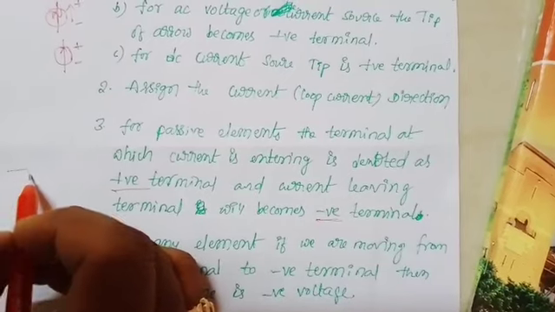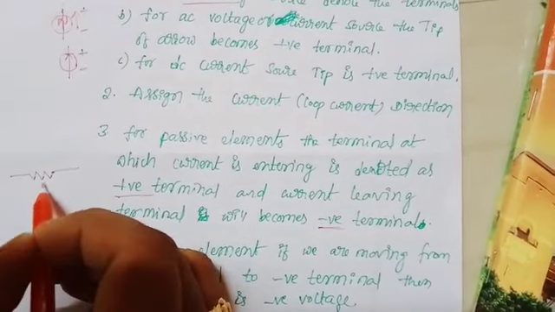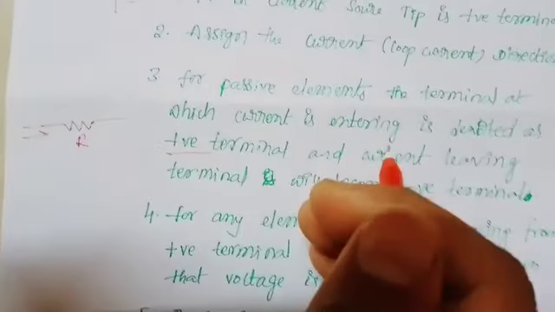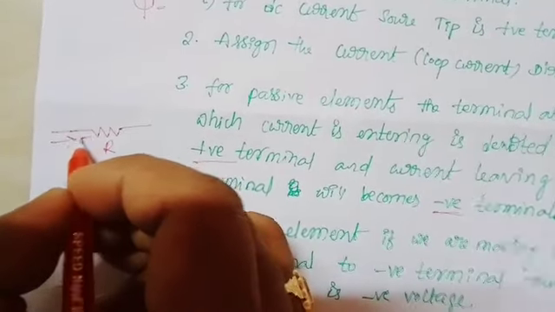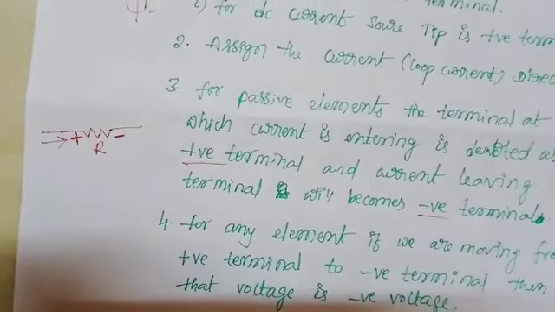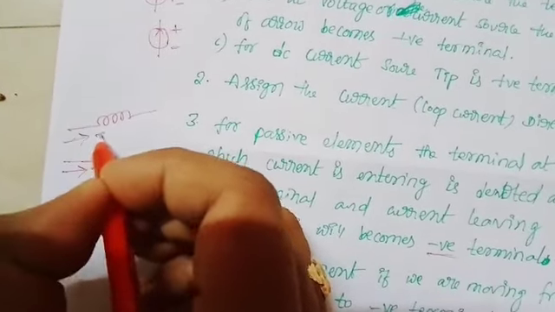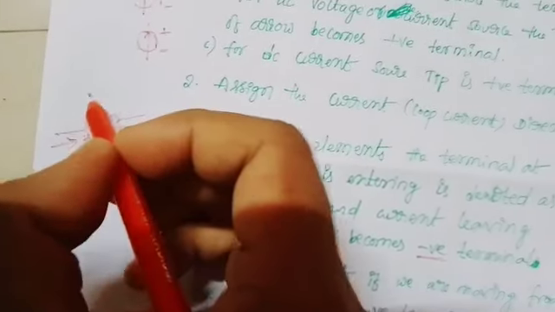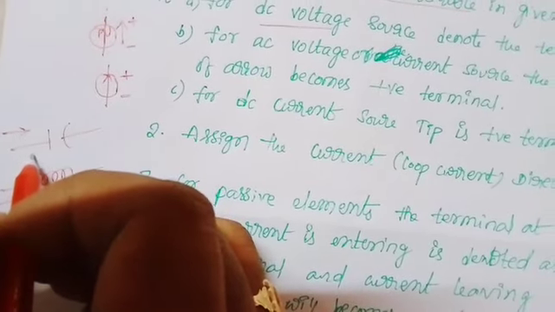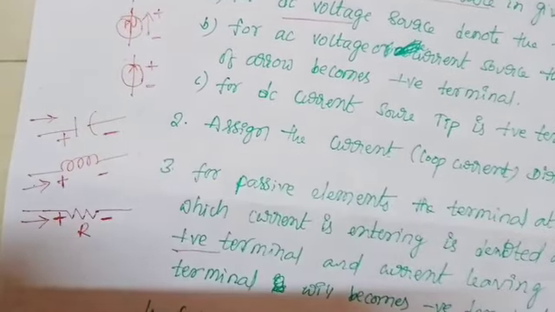Suppose one of the passive elements is a resistor. If the current is entering into this resistor, then the entering terminal becomes positive and the leaving terminal of this passive component is negative. Similarly, for an inductor, if the current direction is like this, then this becomes positive and this is the negative terminal. If there is a capacitor, it also depends on the current direction. The terminal at which the current is entering is the positive terminal and the terminal at which the current is leaving is the negative terminal.